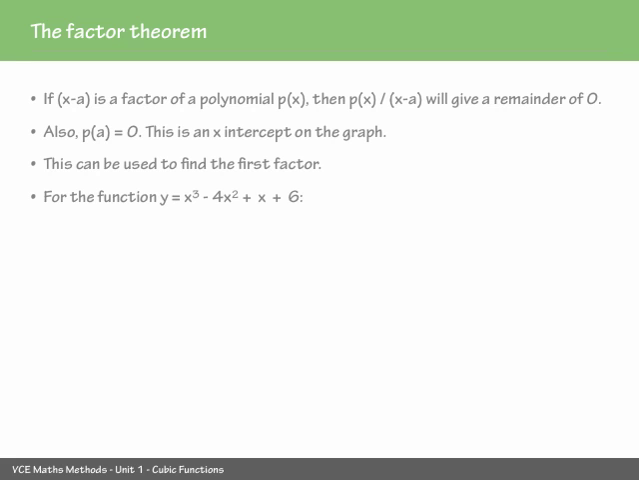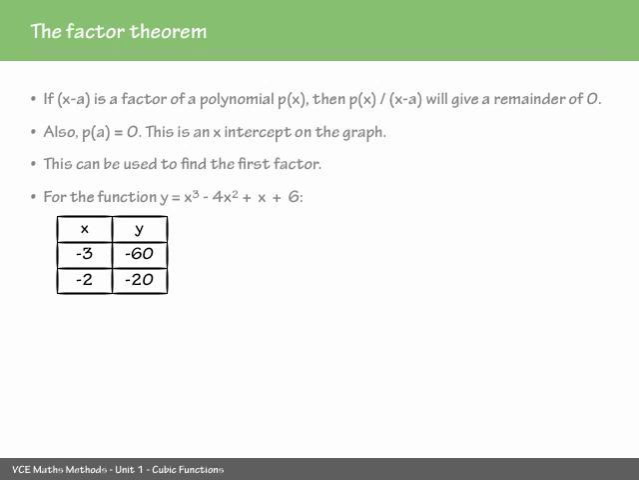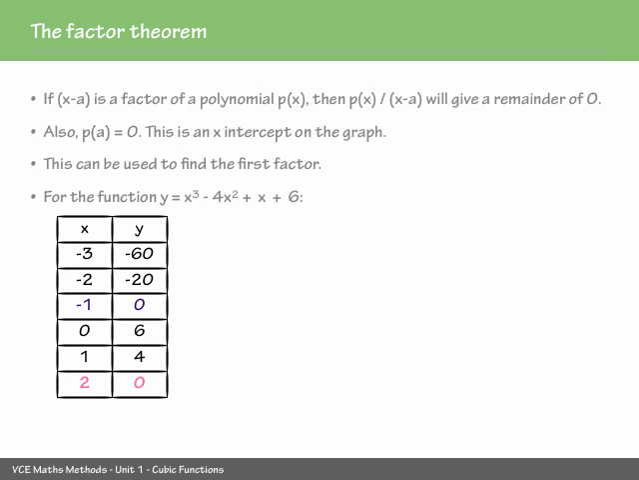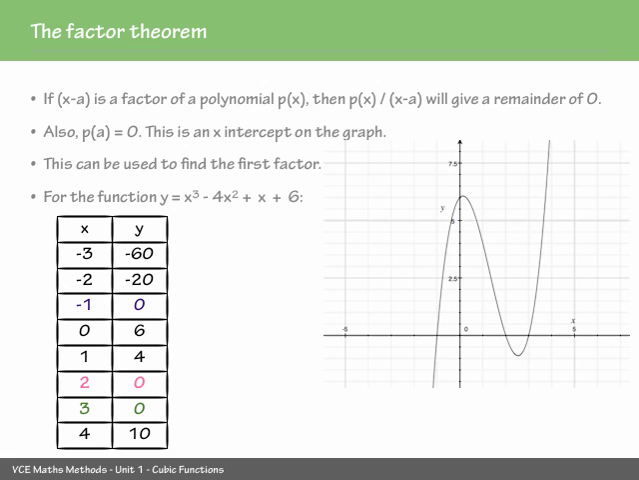So let's have a look for an example at this cubic function: x cubed take 4x squared plus x plus 6. And look at the values of x and values of y. So notice when we put minus 1 into the equation, we get a 0 out, and that tells us x plus 1 is a factor. 2 and 3 are also giving us the intercepts. So here's what the graph looks like.